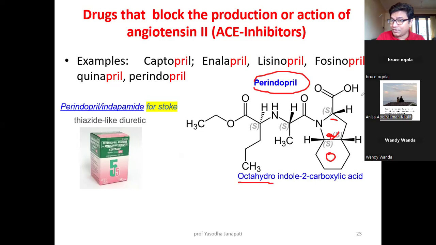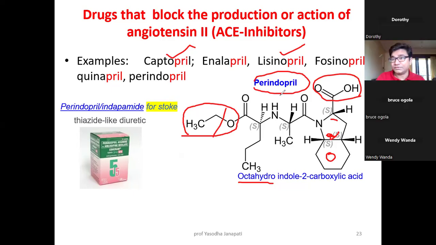Hydro. Carboxylic acid group is present. Now this is the ester group. All these drugs are prodrugs except captopril and lisinopril, which we studied. Now in the body, what happens? The esterases act, and we get perindoprilat, which is the active molecule.